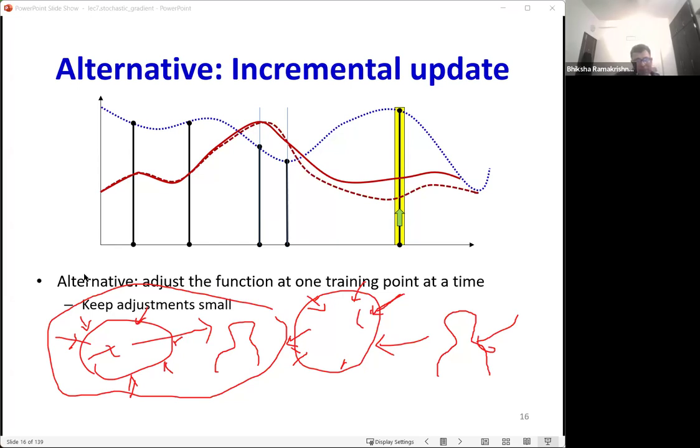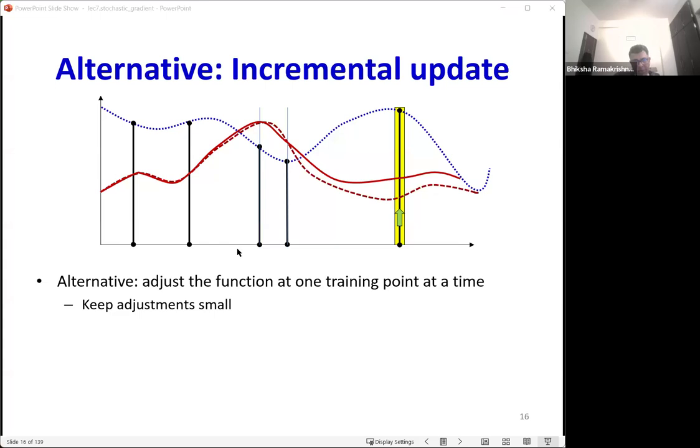And so this is exactly the same process we're going to use. We're going to adjust the function one training point at a time, but we're going to keep the adjustment small. So you pick up maybe this point, push the function up here. When you push it up here, it's going to go up everywhere a little bit, but not change so much far away from this point.